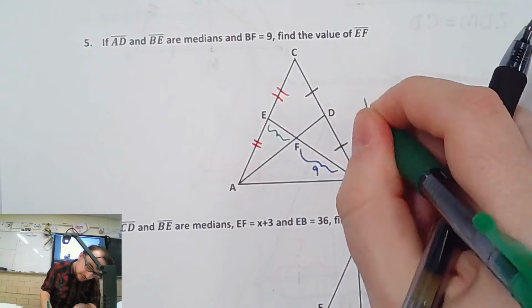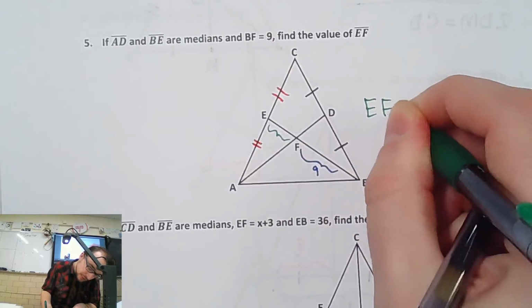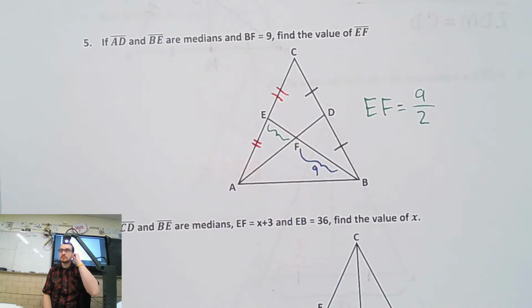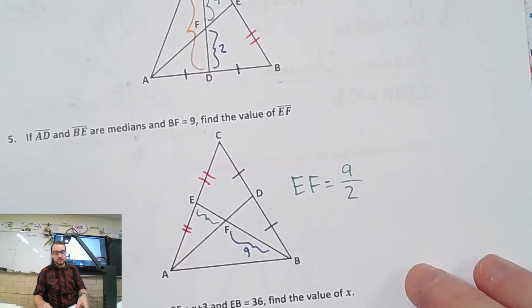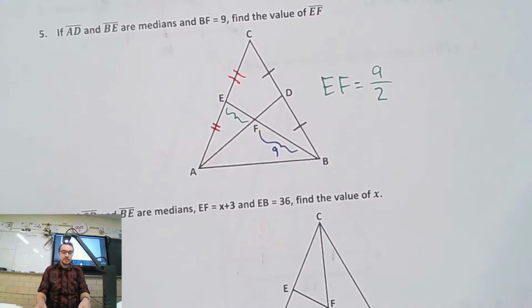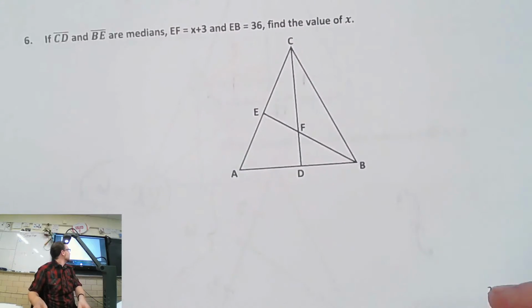So EF is 9 over 2. Just kidding, just 9 over 2. What's the area code of Beverly Hills? It's close enough. It's a TV show, 90210. Oh, I watched that show. Wow. Still relevant.